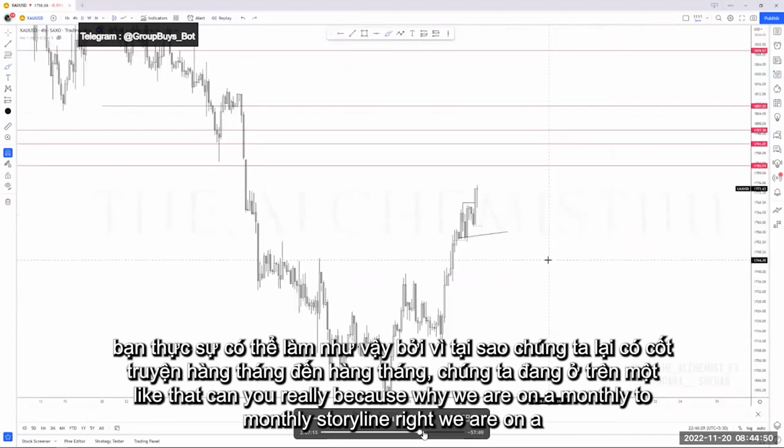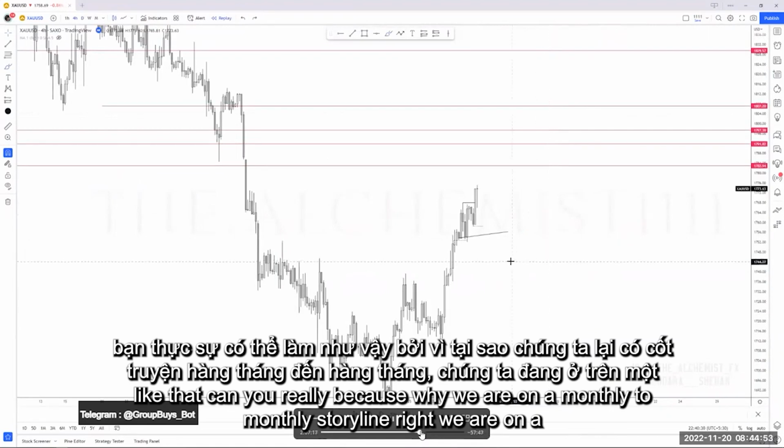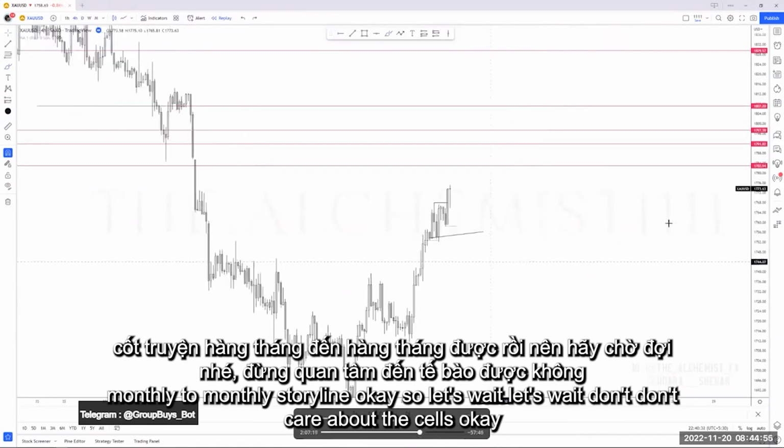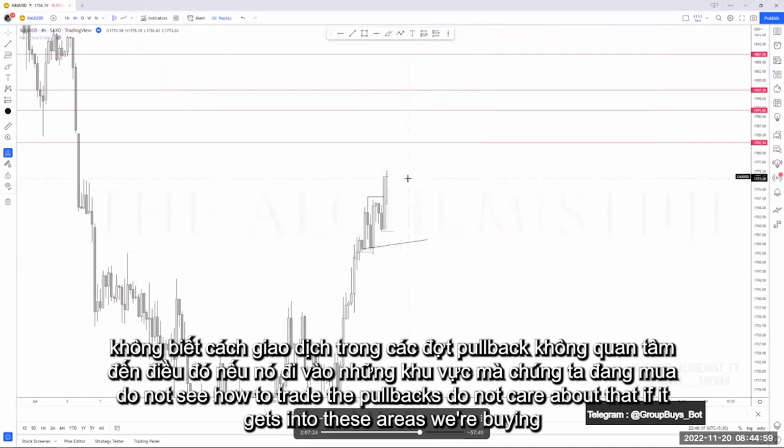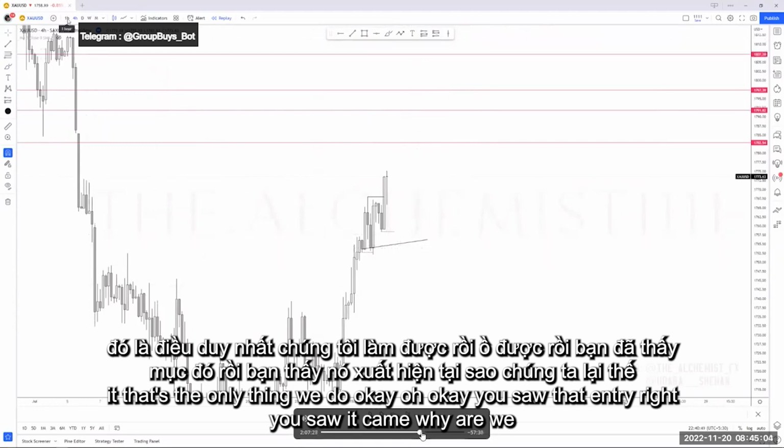Because we are on a monthly to monthly storyline, right? We are on a monthly to monthly storyline. So let's wait. Don't care about the sells. Do not care about how to trade the pullbacks. If it gets into these areas, we're buying it. That's the only thing we do.